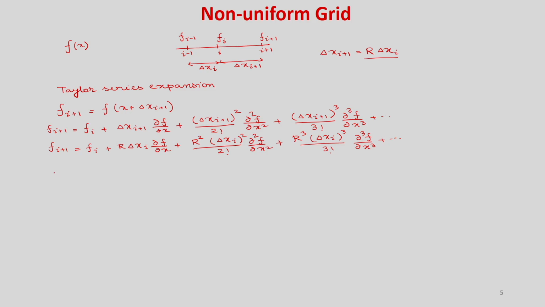So, now you expand f i minus 1. So, you can write f i minus 1 as f of x minus delta x i. Okay. So, we are expanding about point i. So, you can write f i minus 1 is equal to f i minus delta x i del f by del x plus delta x i square by factorial 2 del 2 f by del x square minus delta x i cube by factorial 3 del cube f by del x cube plus higher order terms.